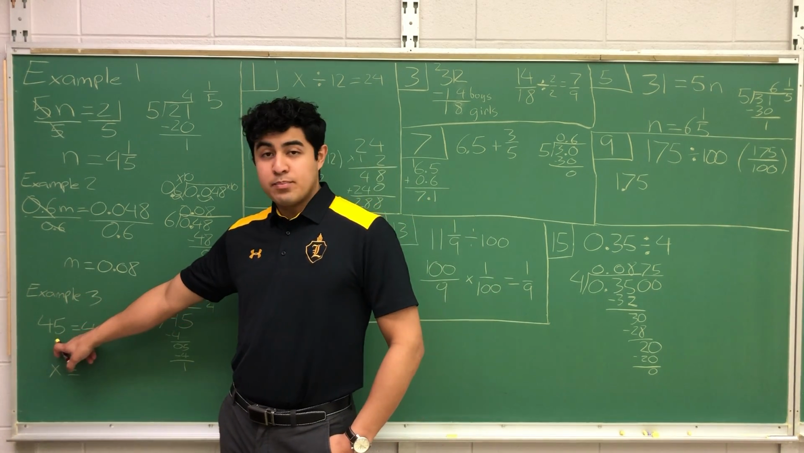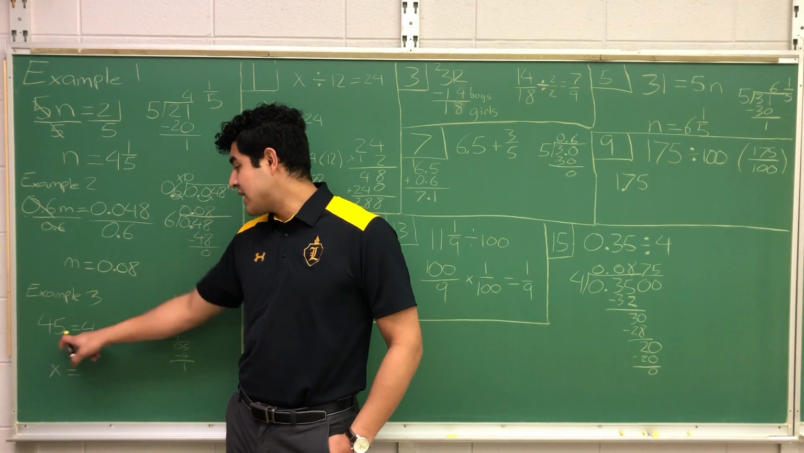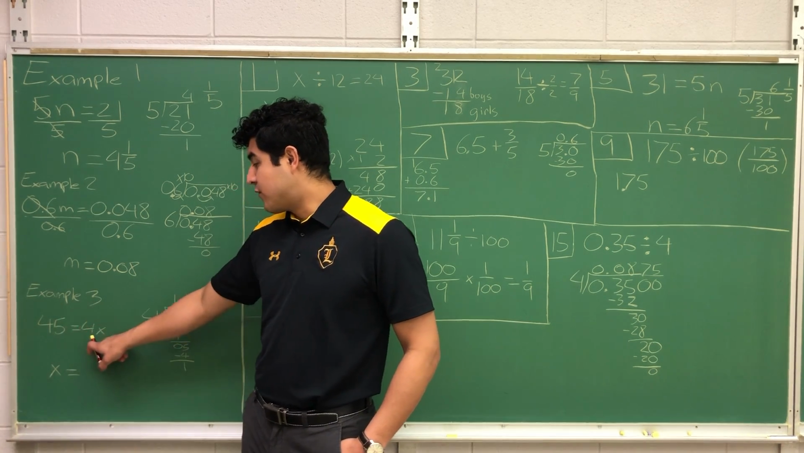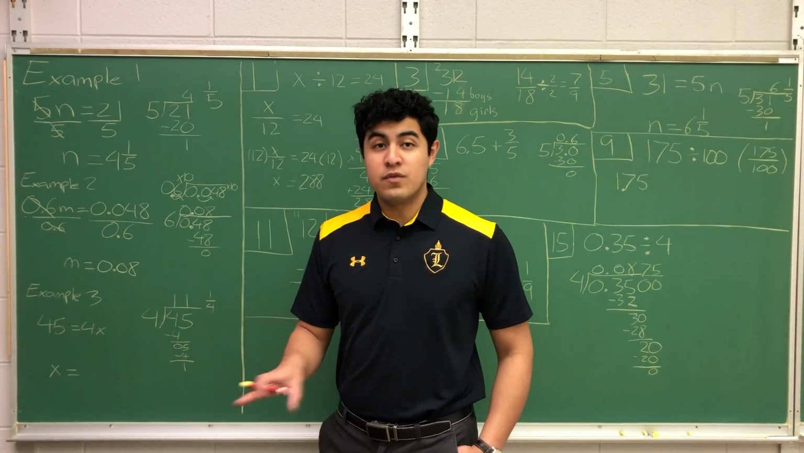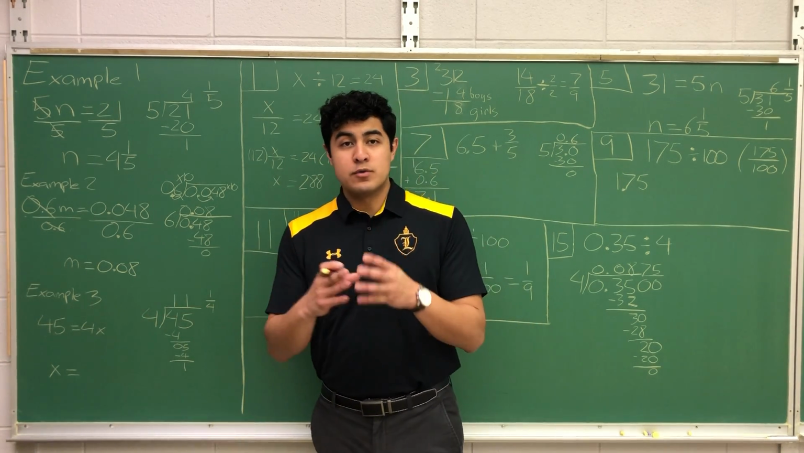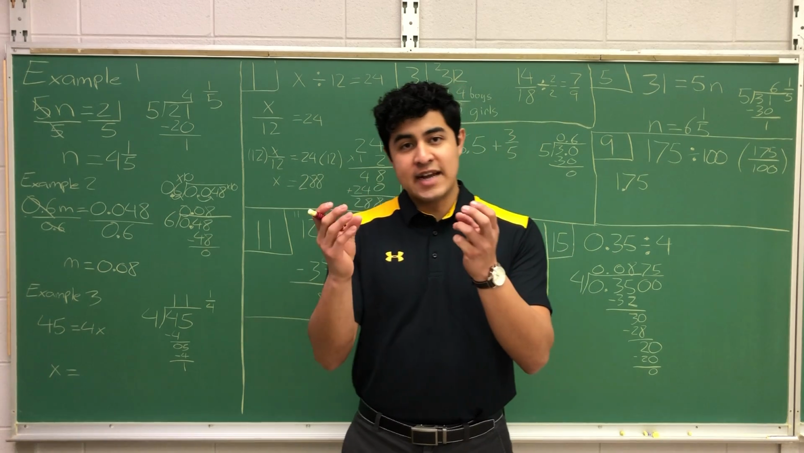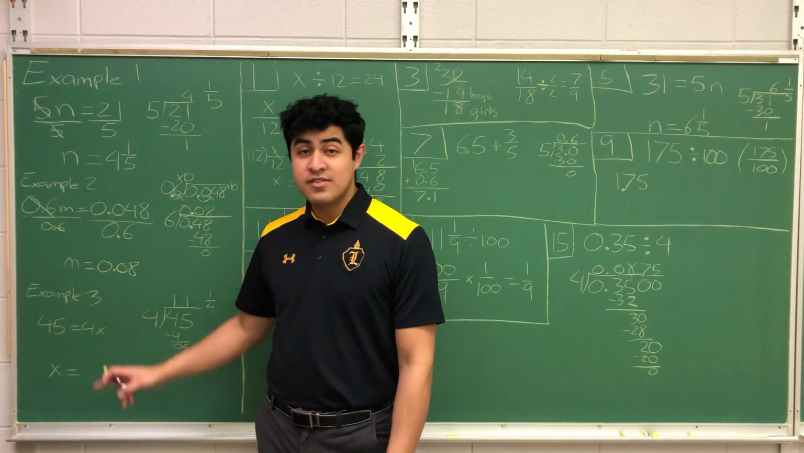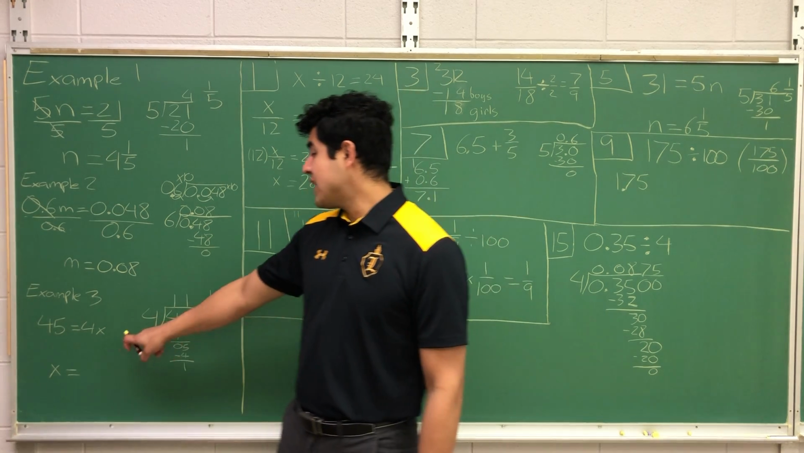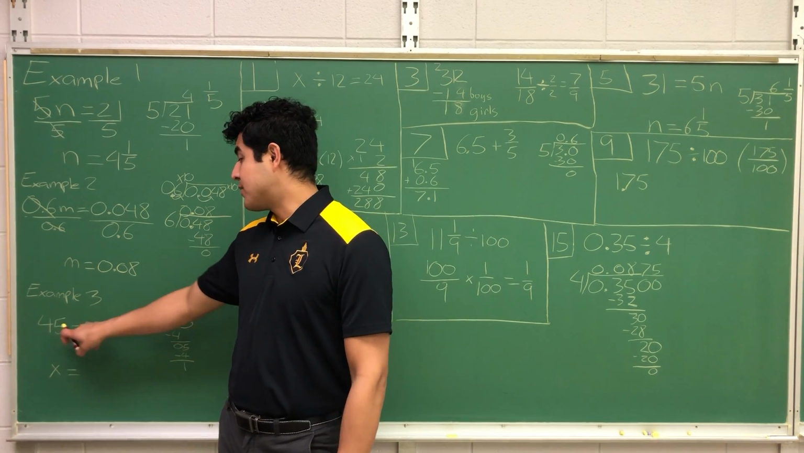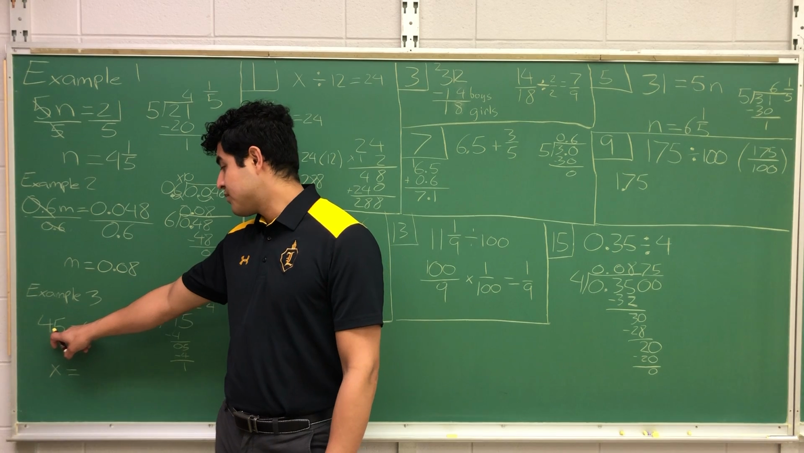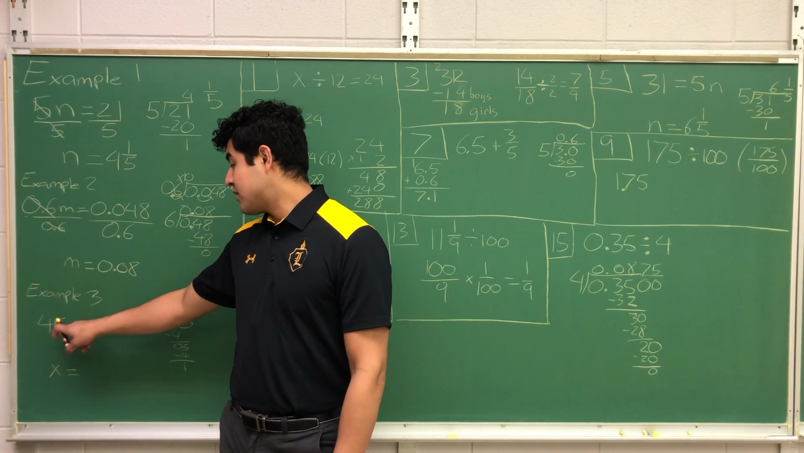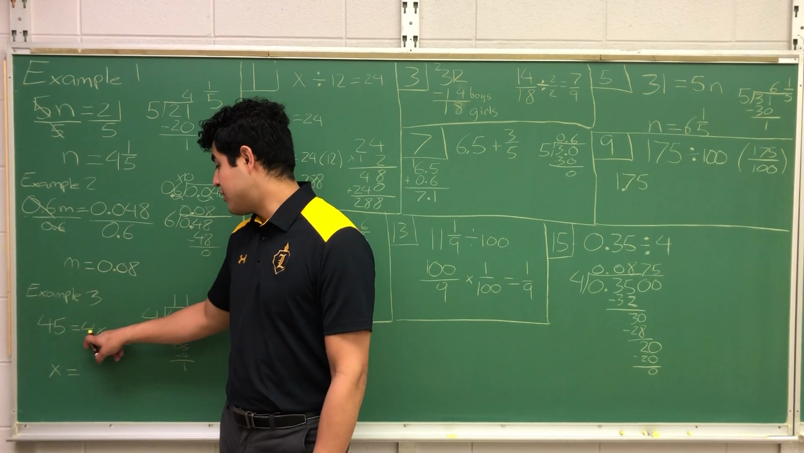So 45 is the product, okay? So we're not dividing this by 45. We're dividing 45 by 4 because 4 is the known factor, okay? Remember, when multiplying numbers together, you multiply factors, okay? So 4 is the known factor, x is the unknown factor. In order to find the unknown factor, we need to divide the product, which is the answer to a multiplication problem. We need to divide the product by the known factor.